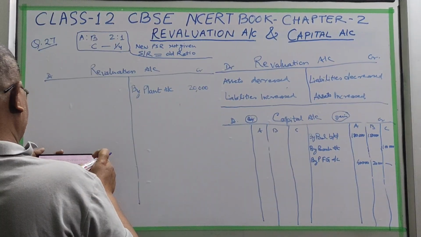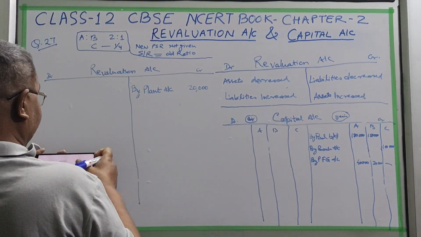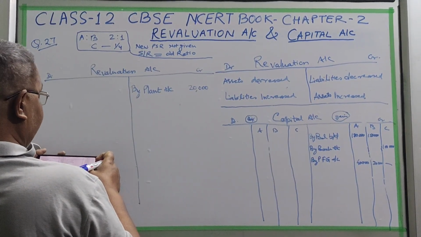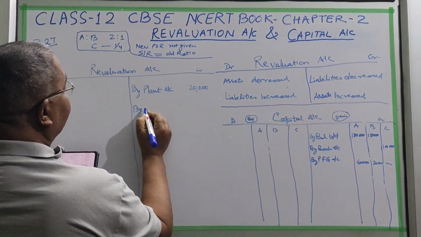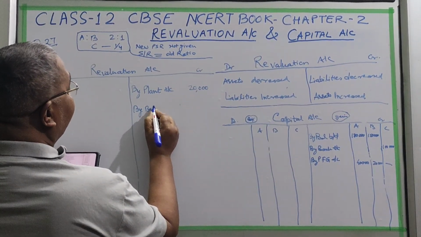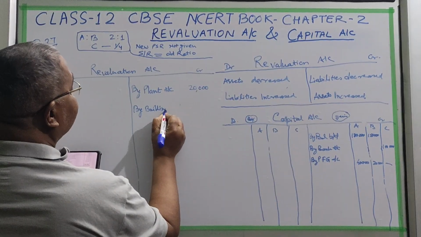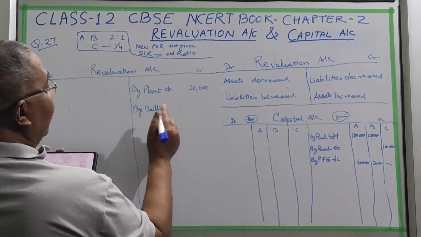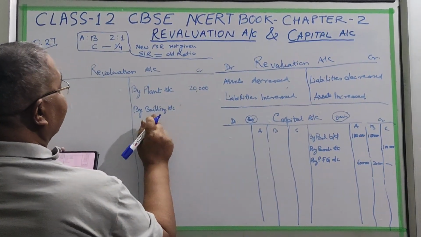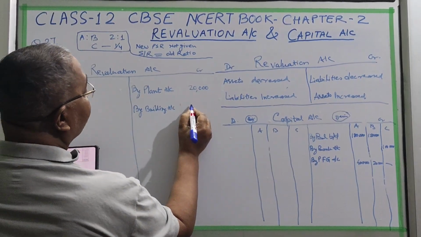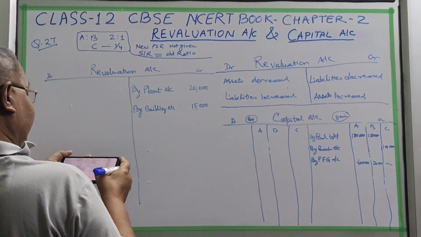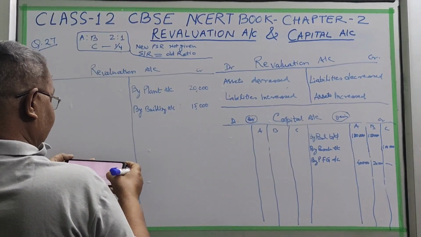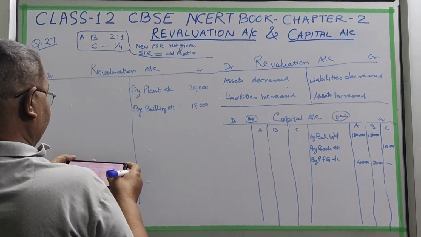The value of building is to be appreciated by 10%. So building already 1,50,000 is given. To be appreciated means building account to be debited. By denotes debit. By building account means building account debited, by 10%. 1,50,000 is the value, so 10%, 15,000 will come.